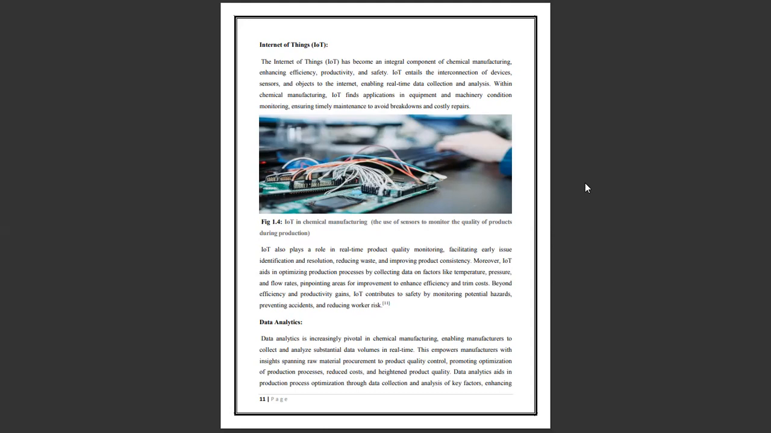product consistency. Moreover, IoT aids in optimizing production processes by collecting data on factors like temperature, pressure, and flow rates, improving efficiency, and trimming cost. Beyond efficiency and productivity gains, IoT contributes to safety by monitoring potential hazards, preventing accidents, and reducing worker risk. Next trend is data analytics.